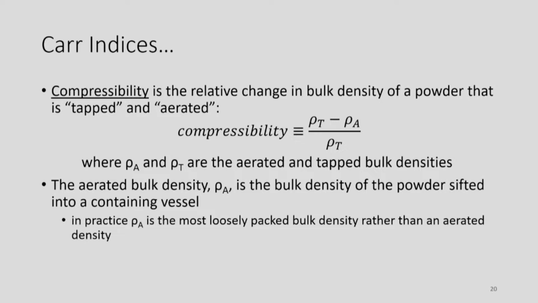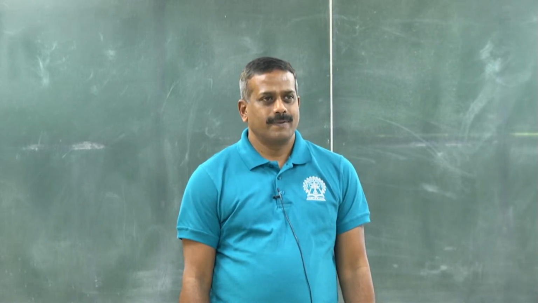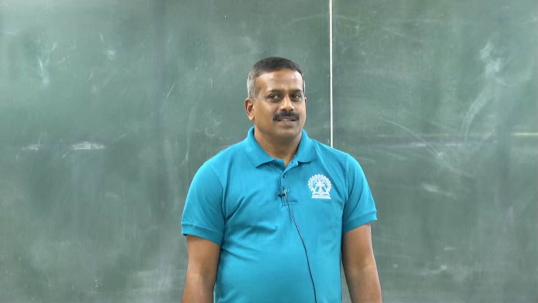Okay. So for calculating aerated bulk density, he sifted the powder through a sieve so that the particles are independent, not bonded and agglomerated, and then calculated the aerated bulk density of the material. Okay. Easy, right? Any questions?